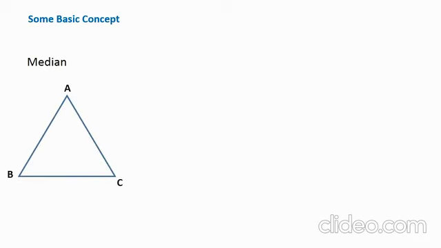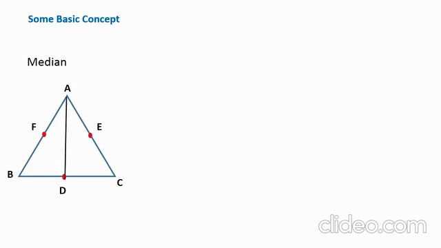Here we need to know about median. So we consider a triangle ABC. At first we find the midpoints of sides AB, BC and AC. Let the points be D, E and F. Now if I join the point A with D, then this line segment is called a median.